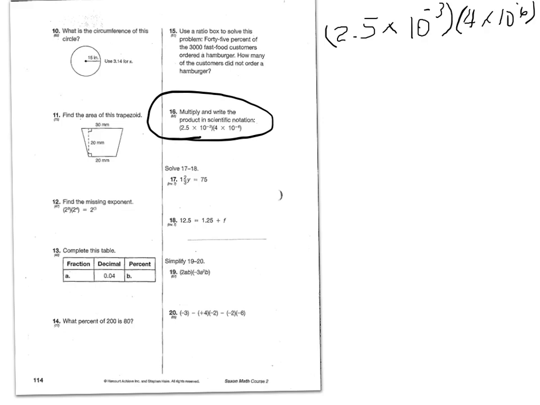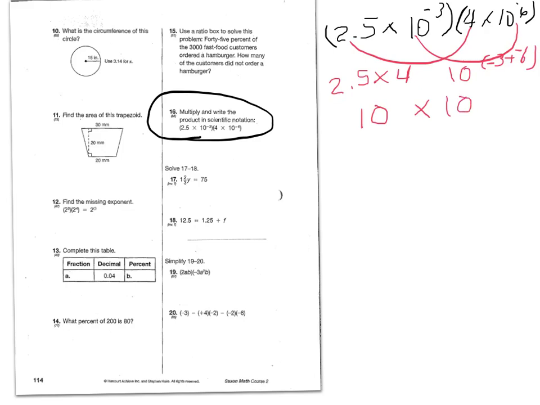Okay, we'll rewrite it, and if you remember, we can do this because of the commutative property. We can take these two and those two and put them together. So we really end up with 2.5 times 4, which is 10, times 10, if we remember, negative 3 plus negative 6 power, which is 10 to the negative 9.